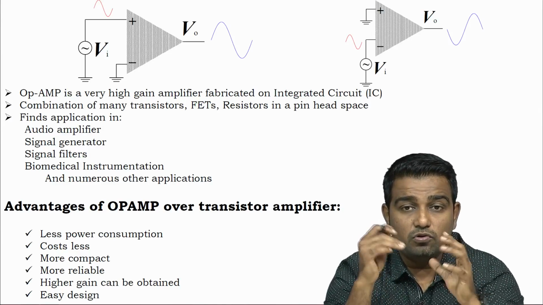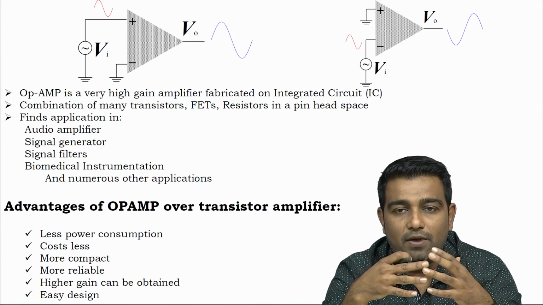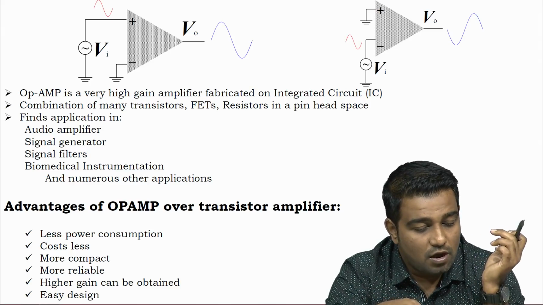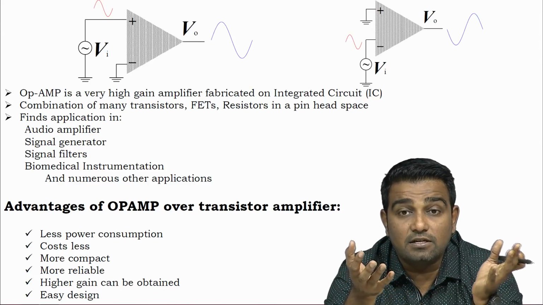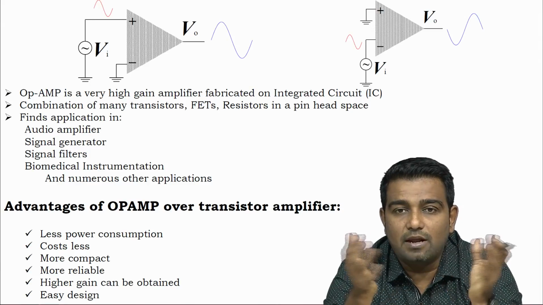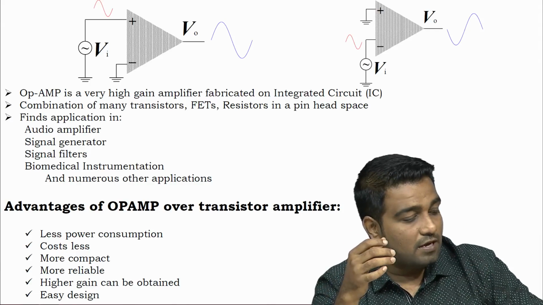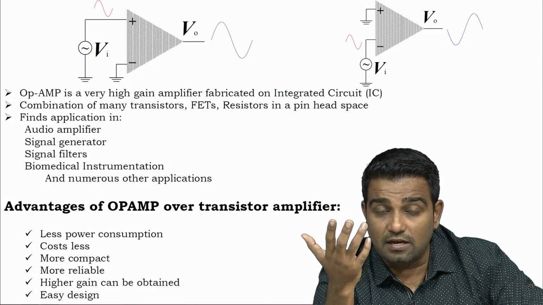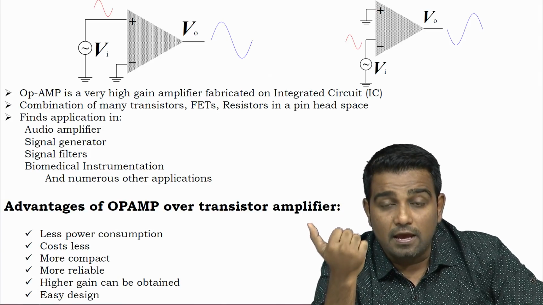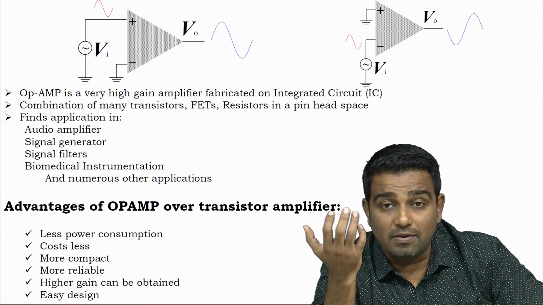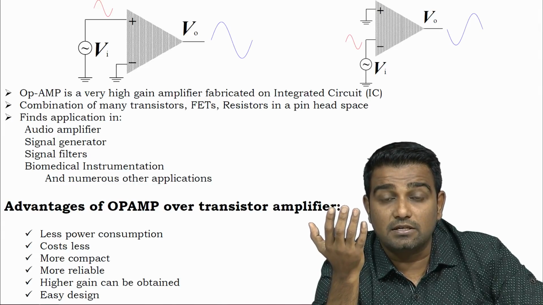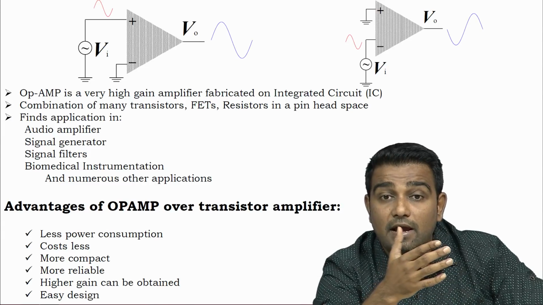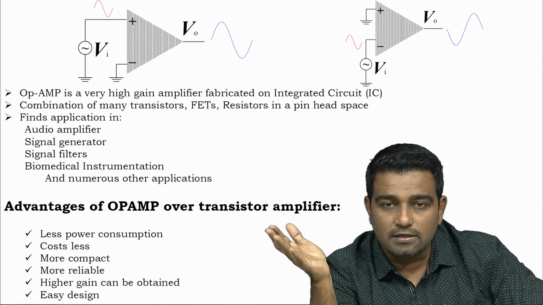So, you should understand why we are using the op amp, right, and in fact some of the applications of op amps are listed in front of you: audio amplifier, signal generator, signal filters, biomedical instrumentation and numerous other applications. So, op amps are used in signal conditioning circuits, in amplifiers, and as differentiators. We have seen in the last course particularly, the op amp as an integrator, right. We have seen the op amp as an adder. Then we have seen the functionality of the op amp as an application for different circuits, right.